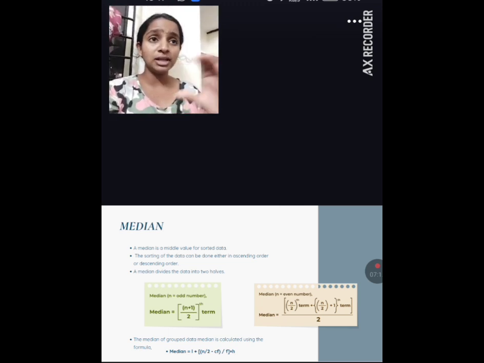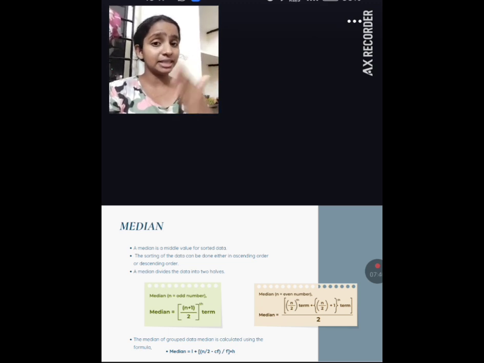If the total number of observations is n, and if n is odd, then the equation is the (n plus 1) divided by 2 th term. That means the (n plus 1) by 2 th term will be our median. For example, if there are 9 observations, 9 is odd. So 9 plus 1, 10. 10 by 2, the 5th term will be our median.